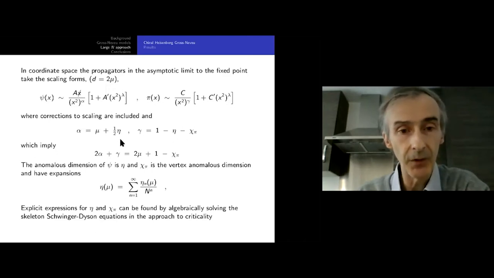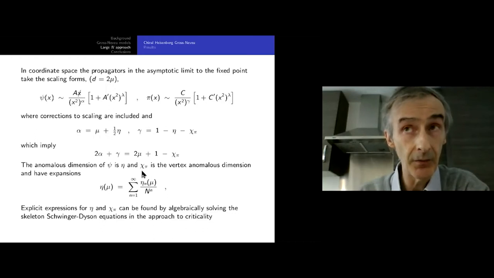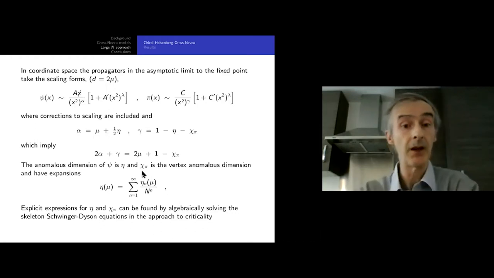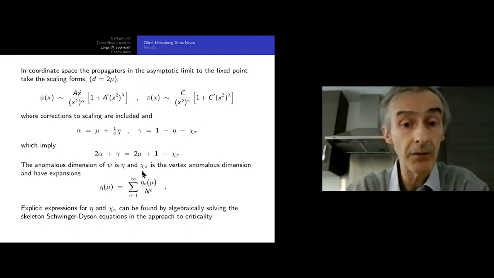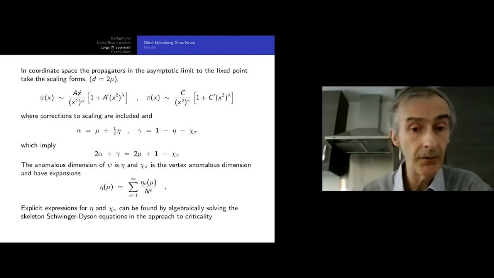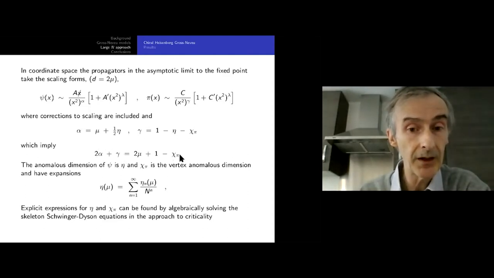But there are corrections to both, and these are the anomalous pieces. The mu and the 1 are the canonical pieces. Eta is the anomalous dimension of the fermion field as I had before. And chi pi is the vertex anomalous dimension of the operator that we have in the theory as well. So both operators have anomalous dimensions reflected by chi and eta. And just for the future, this combination of exponents is d plus 1 minus chi. And chi and eta will have order 1 over N expansions, starting at 1 over N, with mu-dependent or d-dependent coefficients, which also depend on the group Casimirs.